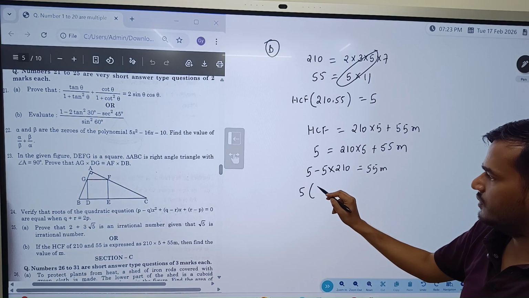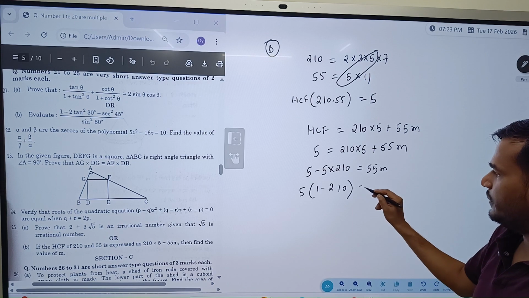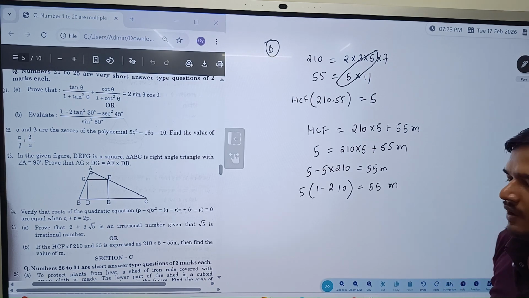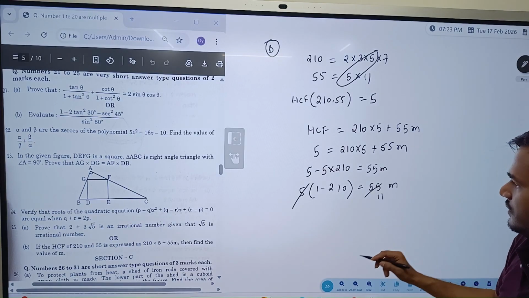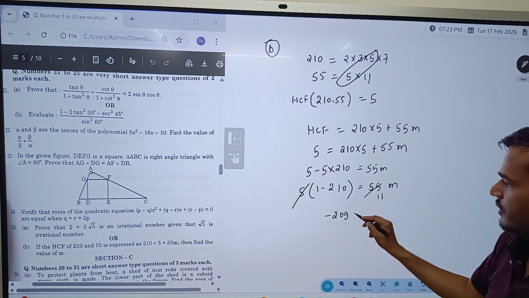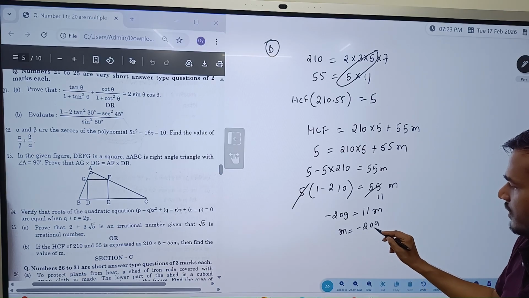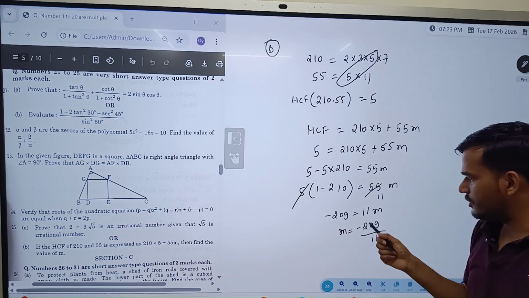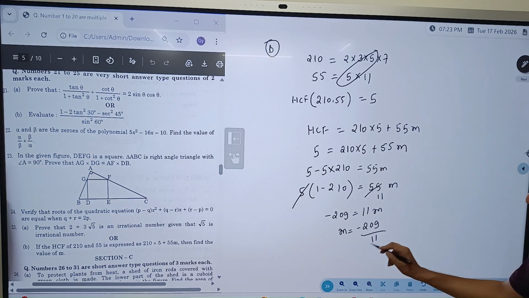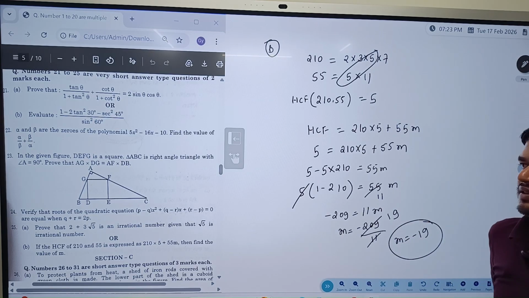5 we can take common: 1 minus 210 is equal to 55m. This 55 can be cancelled with this 5, so 11 times m. Now minus 209 is equal to 11m, or m is equal to minus 209 upon 11. This can be cancelled with 11. So when you cancel it, you will get 19. So m is equal to minus 19. This is the answer.